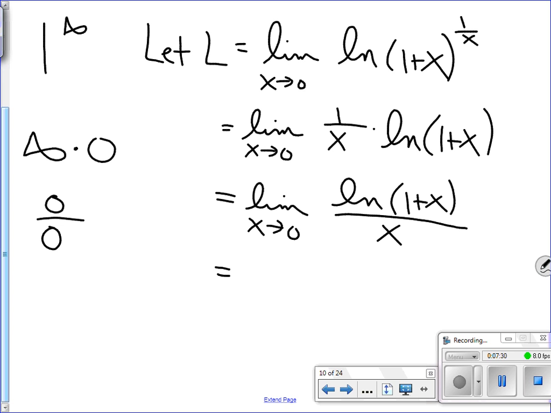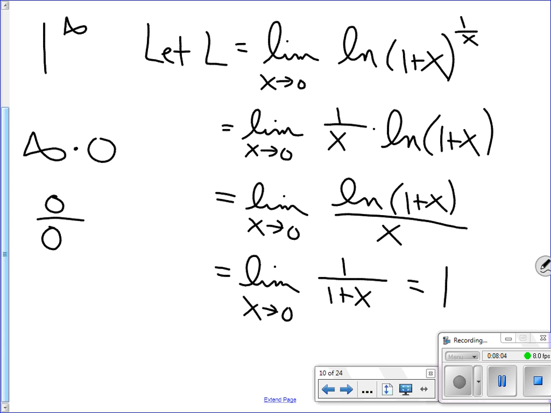L'Hopital. What's the derivative of the numerator? 1 over 1 plus x. What's the derivative of the denominator? 1. So I'm not even going to write it. Or should I write it? It's better if I write it. I'll just write it really faintly. All right, it's over 1. Now, what do we get? 1 over 1, so we get 1.